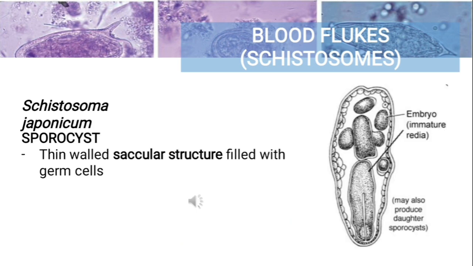So the next one is the Schistosoma japonicum sporocyst, which is a thin-walled saccular structure filled with germ cells. The sporocysts develop from a miracidium, which seeks out and infects the snail intermediate host, which is Oncomelania hupensis quadrasi, and sporocysts are able to reproduce asexually and can later give rise to free-swimming cercariae after 60 to 70 days.